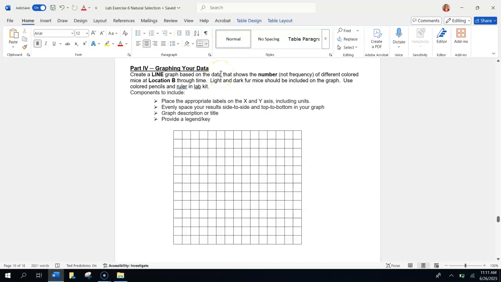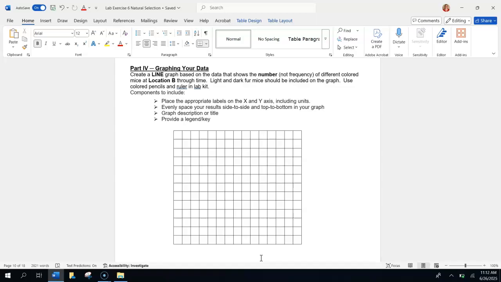You're going to use rulers that are in your lab kit. You're going to use the same techniques for making a graph that we did in labs 1 and 2. So if you need to review that, go on back to that. One of your axes, and I'm not going to tell you whether it's X or Y, is going to be the number of mice. So 3 mice, 10 mice, 1 mouse, however many mice it is. And you're going to plot the light colored versus the dark colored. So you're going to have 2 lines on your line graph, not a bar graph. One line is light colored mice, the number, not frequency. And the other is going to be the dark colored mice.